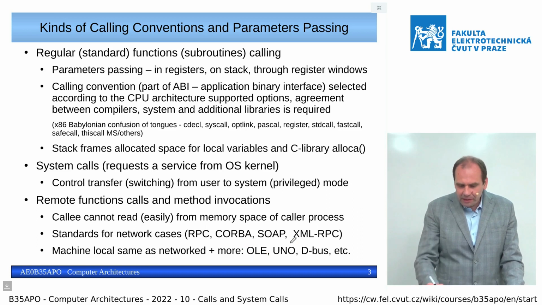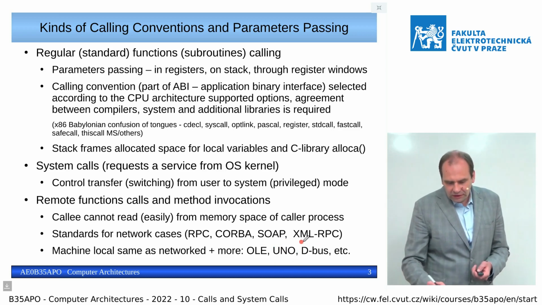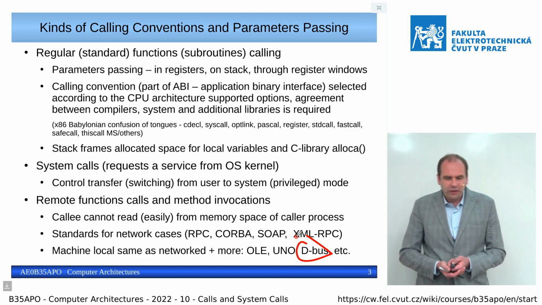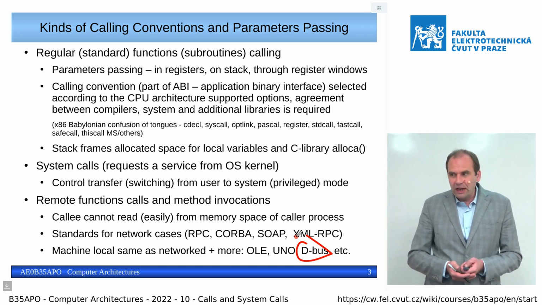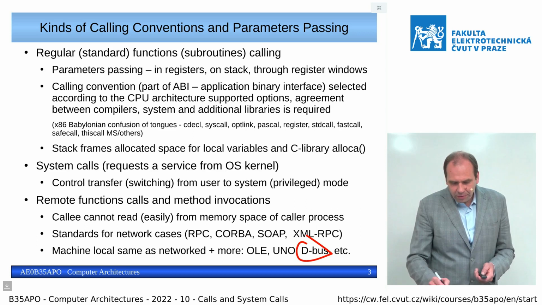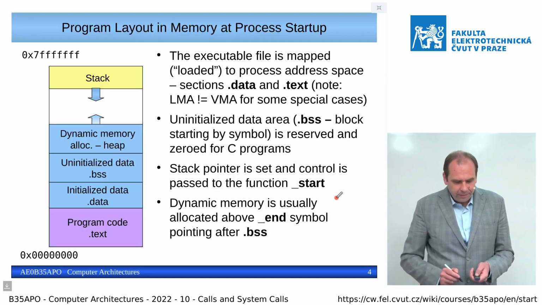A similar mechanism is UNO, which is used in LibreOffice, or on Unix and Linux systems for the desktop. There is also D-Bus. It is used, for example, if you want to connect a drive or some other component to the system. So it is used for the maintenance of the desktop on Linux, for example.